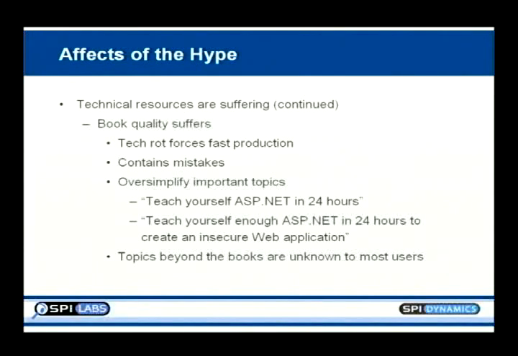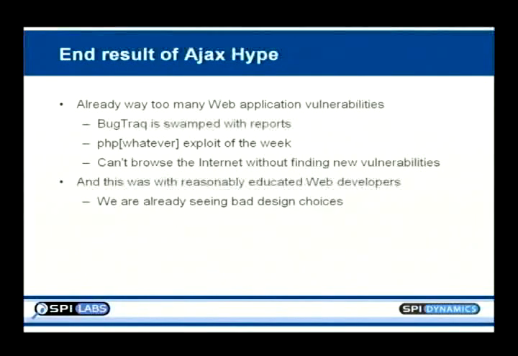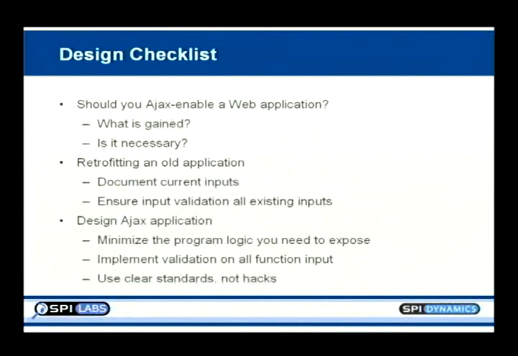I'm almost done, aren't I? Is that 3, 2, 1? Okay. Anyway, in the rush to Web 2.0 applications, you really need to think things through. The end result of this is there are already way too many web application vulnerabilities. We're already seeing bad design choices. We need reasonably educated people. We need to improve our technical resources.